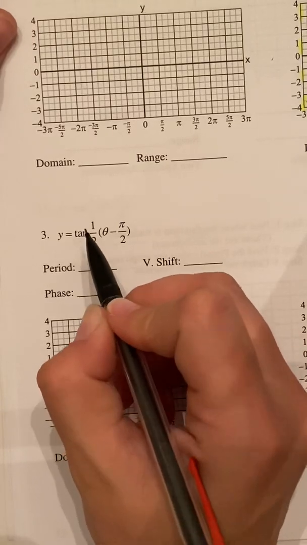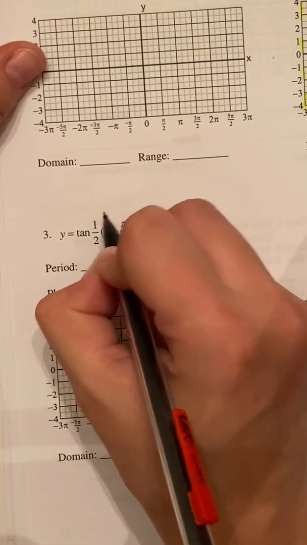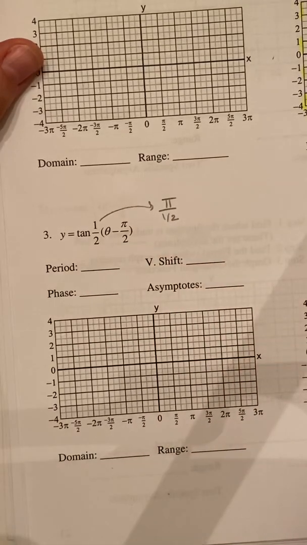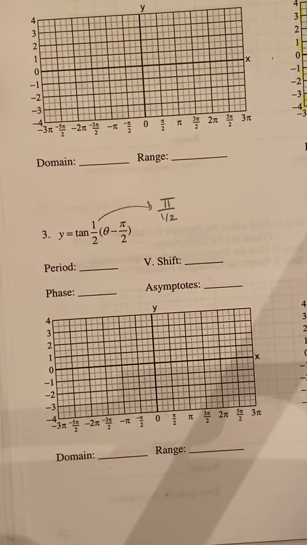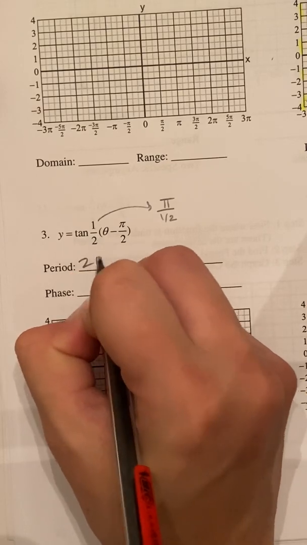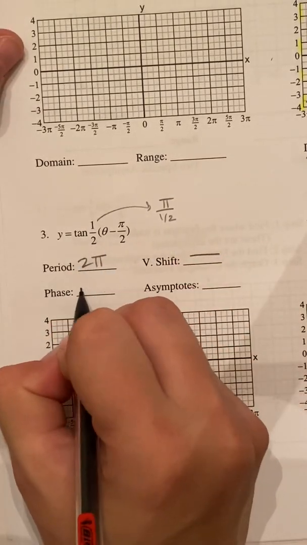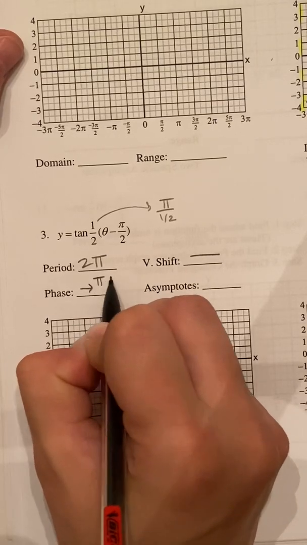Period: pi over b. So I'm doing pi over 1/2. Well, what is that? Good, it's 2 pi. Vertical shift, there's not one. We're going right, pi over 2.